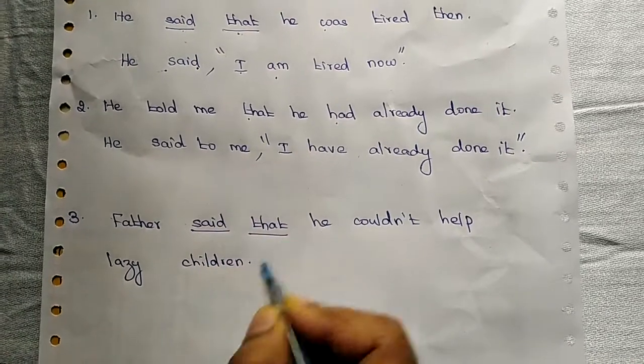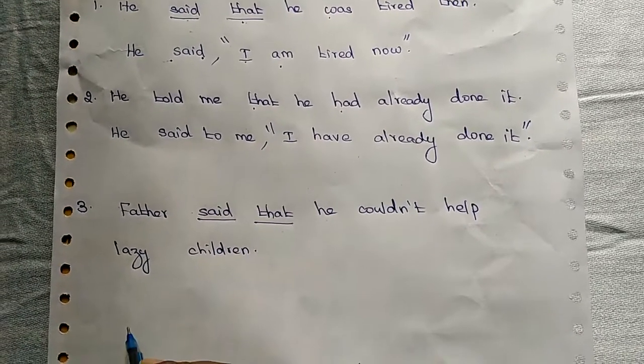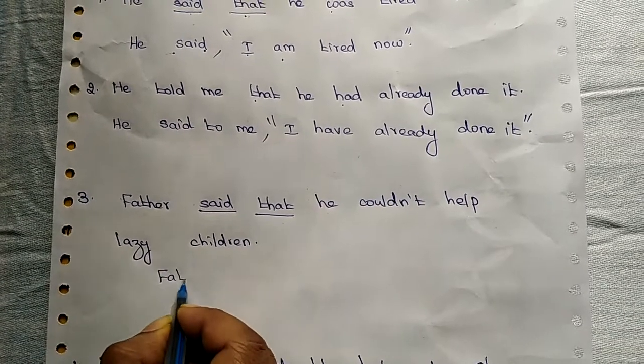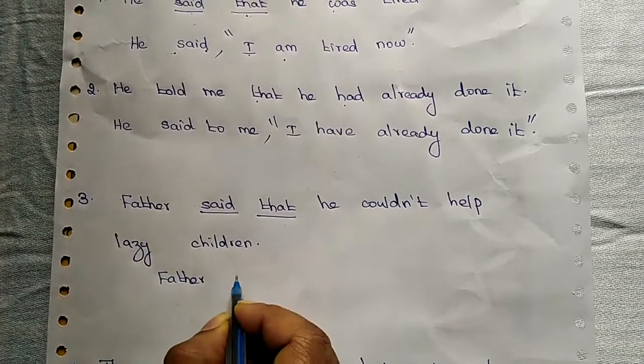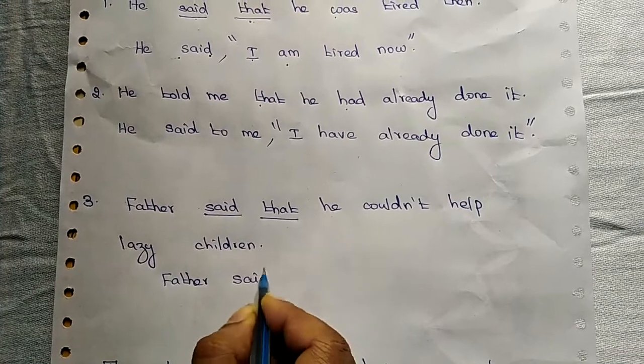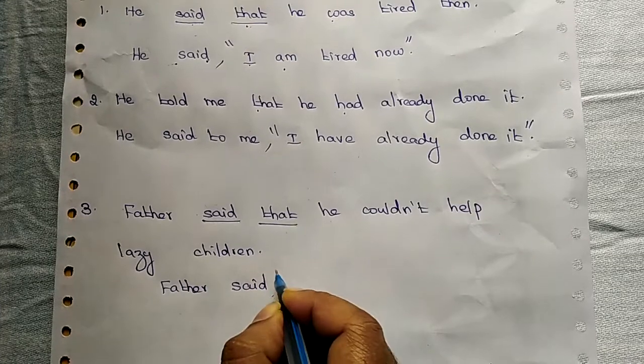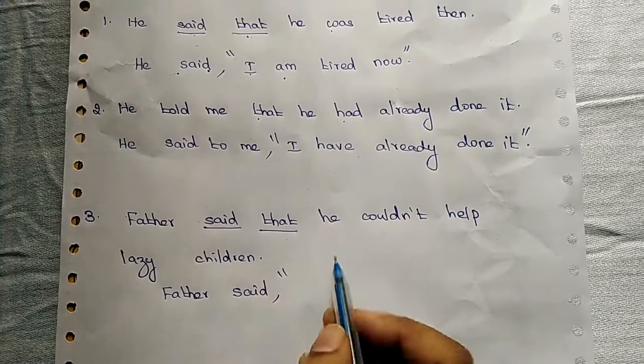Said that. Identify the type of sentence first. Yes, it's a declarative sentence. So, father, as it is said given there, no need to change. Write as it is: Father said. We can remove the connecting word that. So, comma and quotation mark begins.